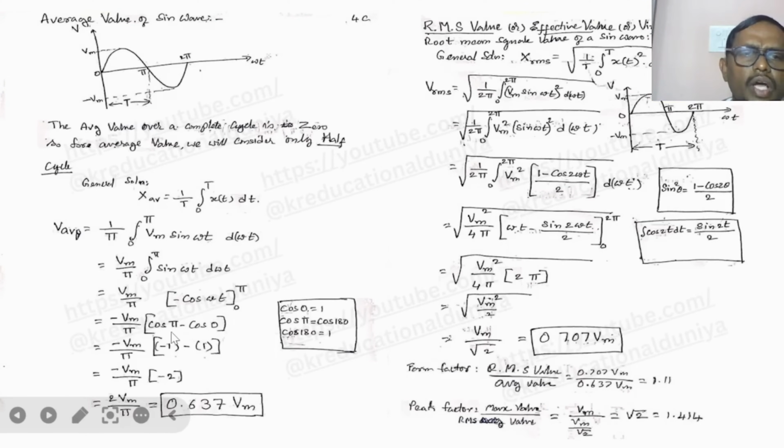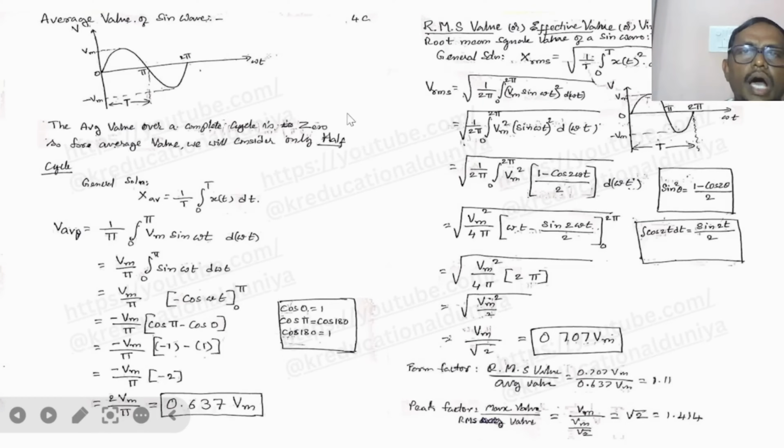What is the cos pi value? Minus 1. What is the cos 0 value? 1. So minus Vm by pi into minus 1 minus 1, this will become minus 2. Minus into minus is plus, so the minus gets cancelled and we get 2 Vm by pi. So 2 by pi is nothing but 0.637, so 0.637 into Vm.